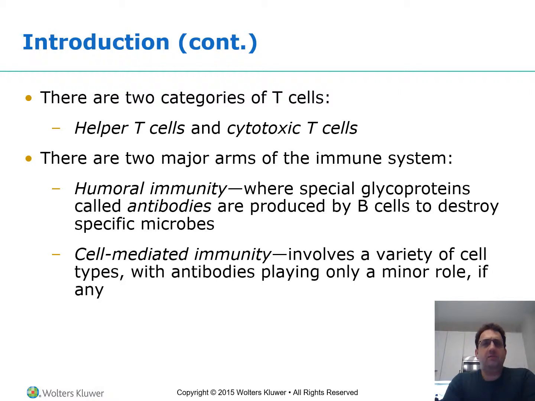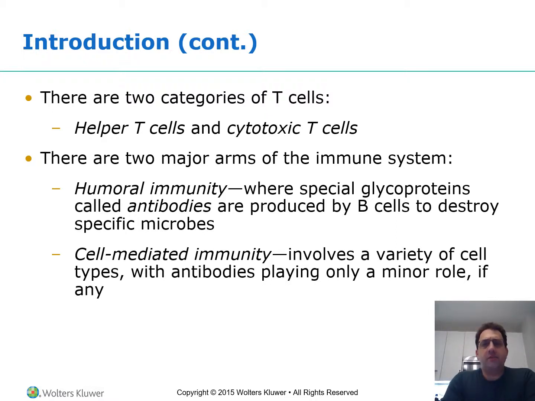T cells, we can break. Your book talks about two types, helper T cells and cytotoxic T cells. We actually now know that there is at least one more type called the regulatory T cell, which helps to control the cytotoxic T cells that want to destroy self.